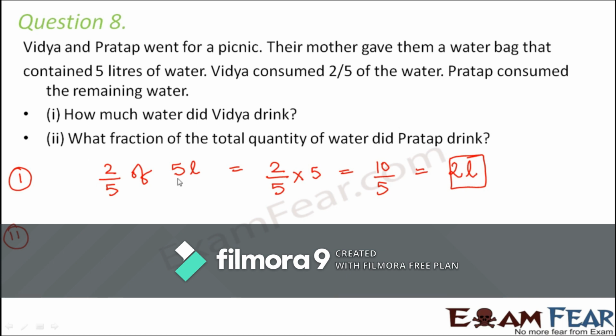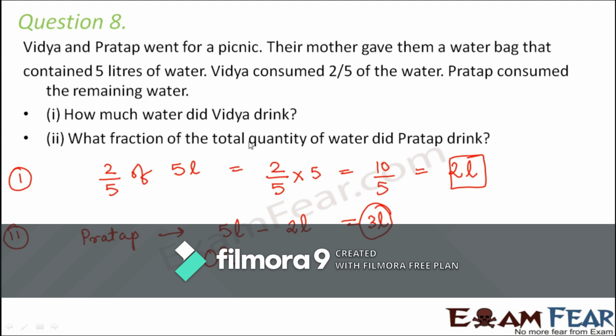What fraction of the total quantity of water did Pratap drink? Now Vidya had consumed 2/5 of the water and the remaining part was consumed by Pratap. One simple way to do this is: the amount of water drunk by Pratap will be equal to the total amount of water, that is 5 liters, minus the amount of water drunk by Vidya, which is 2 liters, which is equal to 3 liters. So we can say that 3 liters of water is consumed by Pratap. So that is one way of doing it.